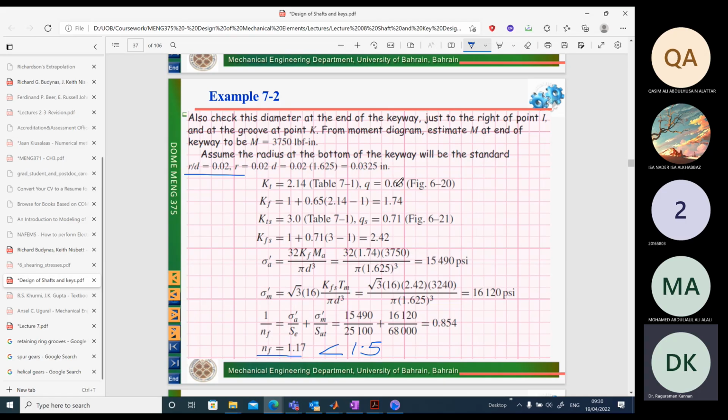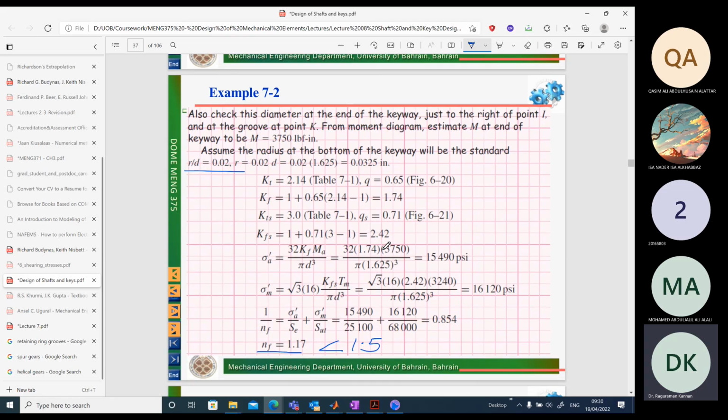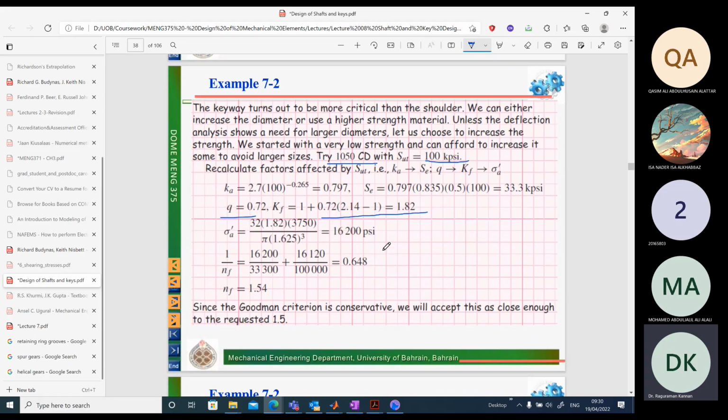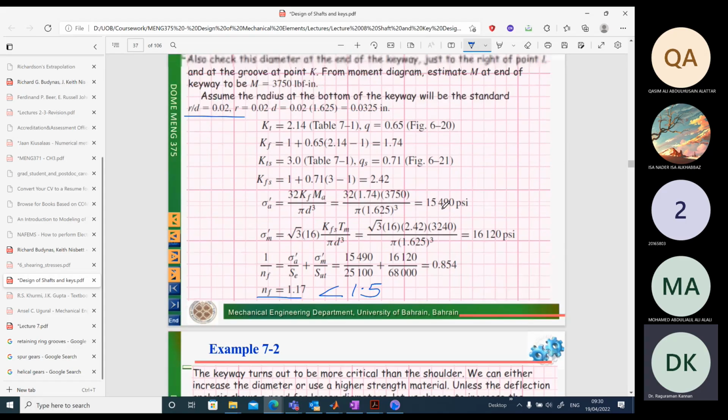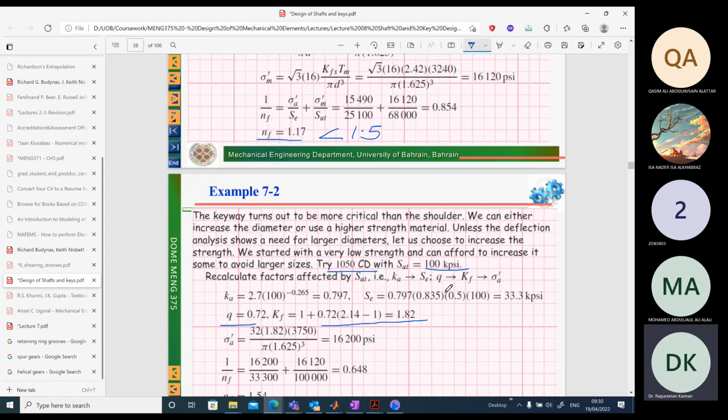Let's see here. These values ideally should not change. We can use the same value here and then recalculate what is the fatigue factor of safety. Not sure why they changed over here. Let's see here. KF should not. Okay. Why did the KF value change? Because now it is clear.